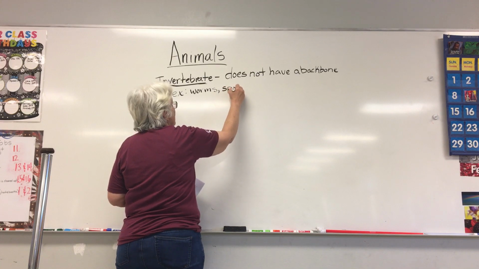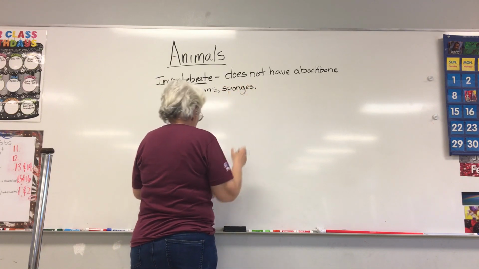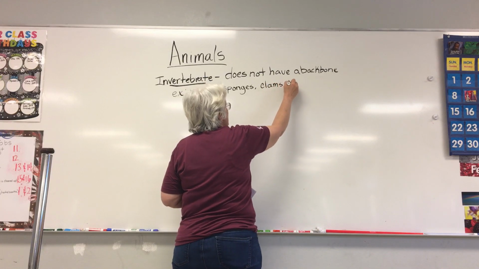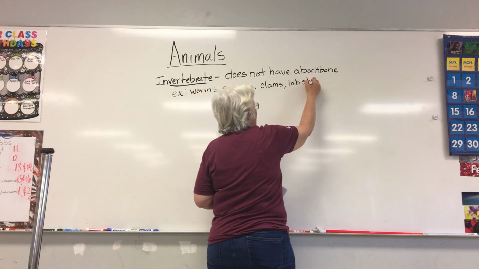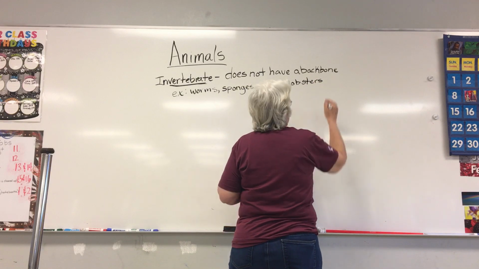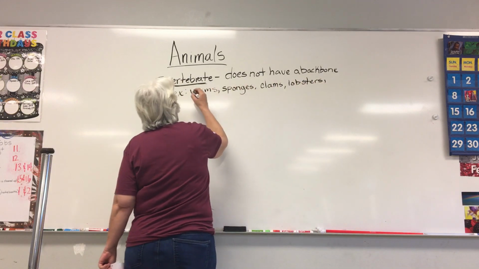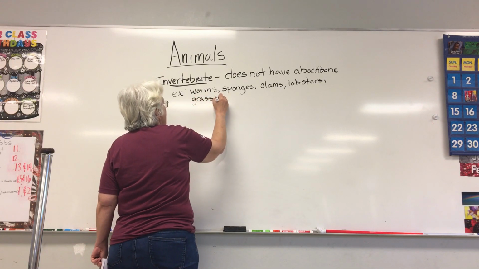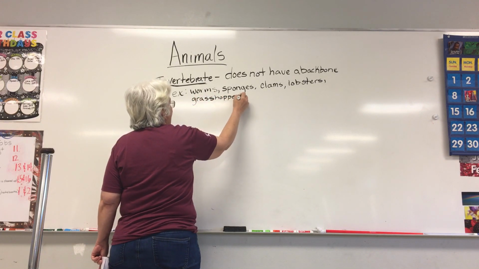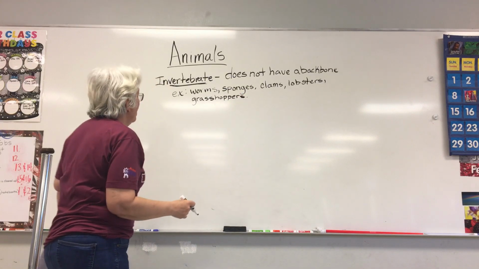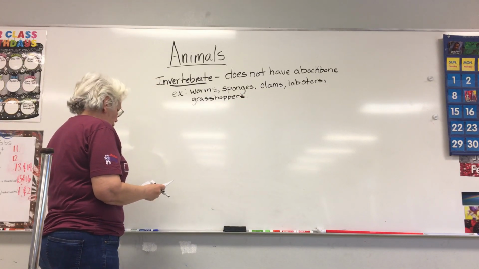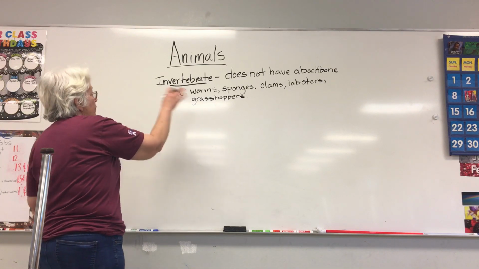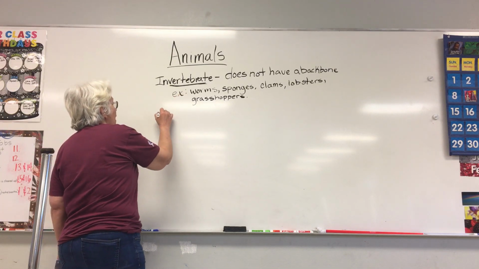Sponges, clams, lobsters, grasshoppers. So we can say insects, but we'll put grasshoppers as our example. Things like that do not have a backbone, and so they're considered invertebrates. We're going to start off with our very largest group of invertebrates, and that's the insects.